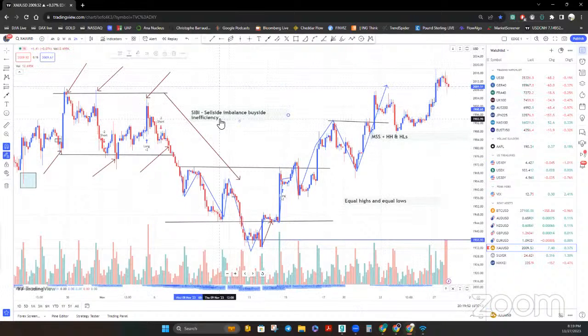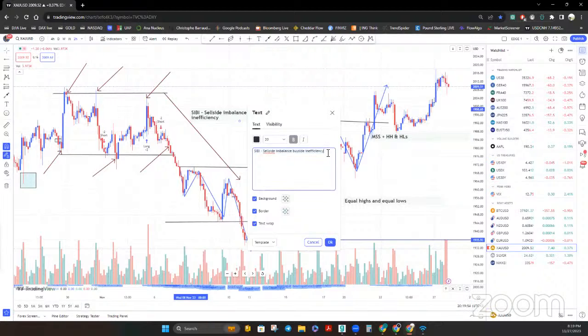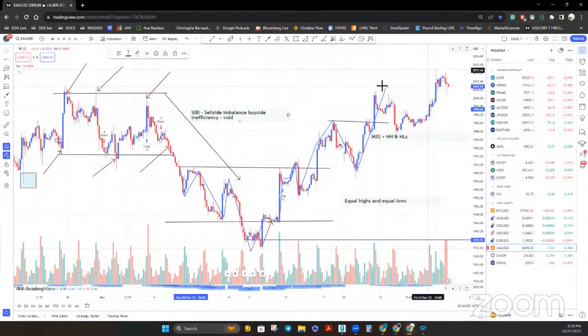So you can see that this void, which was formed when we had the buy side inefficiency, was actually corrected. And now we have gold trading where it is up there, okay?